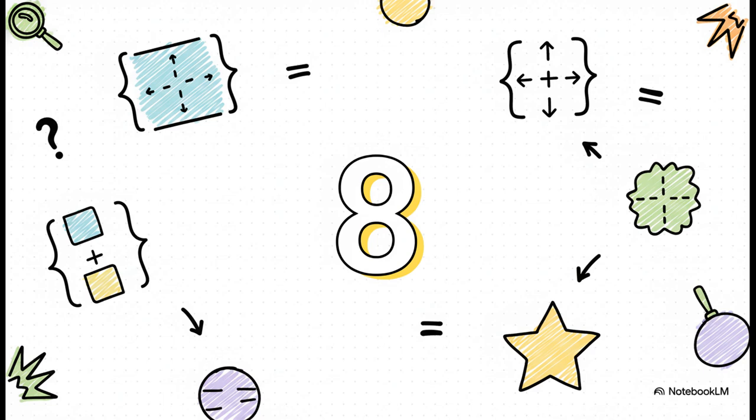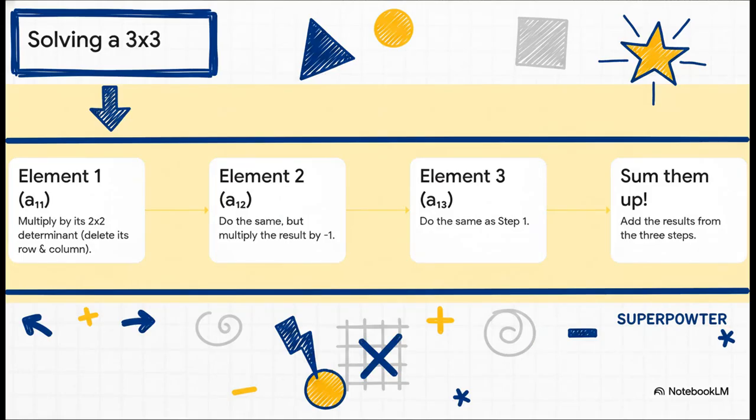Let's see how. We do the down multiplication. 2 times 2, that's 4. Then the up multiplication, 4 times minus 1, that's minus 4. So the calculation is 4 minus, and be careful here, minus 4. And what happens when you have a minus and a minus? They become a plus. So it's 4 plus 4, which equals 8. Simple. Now for the big one, the 3x3 matrix.